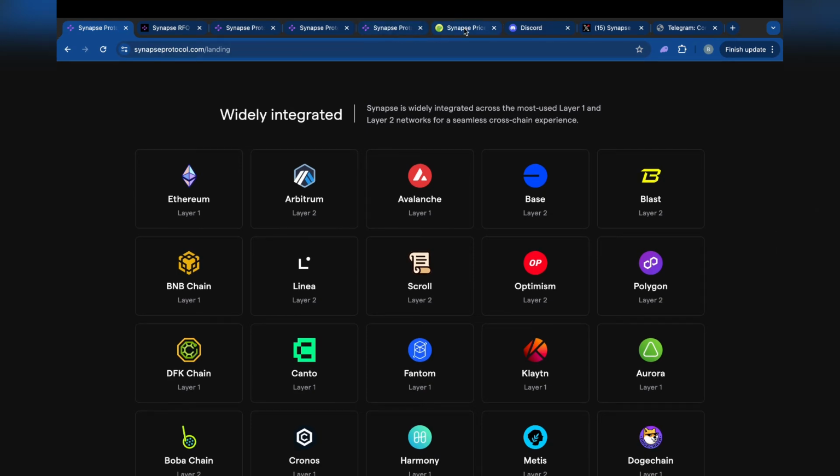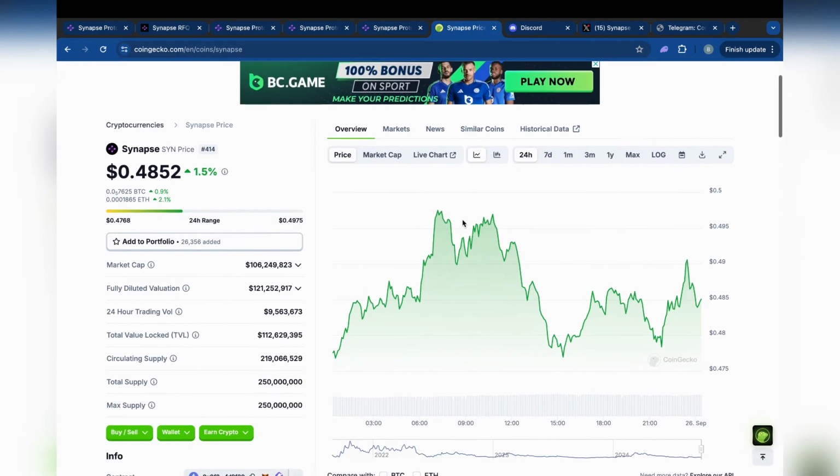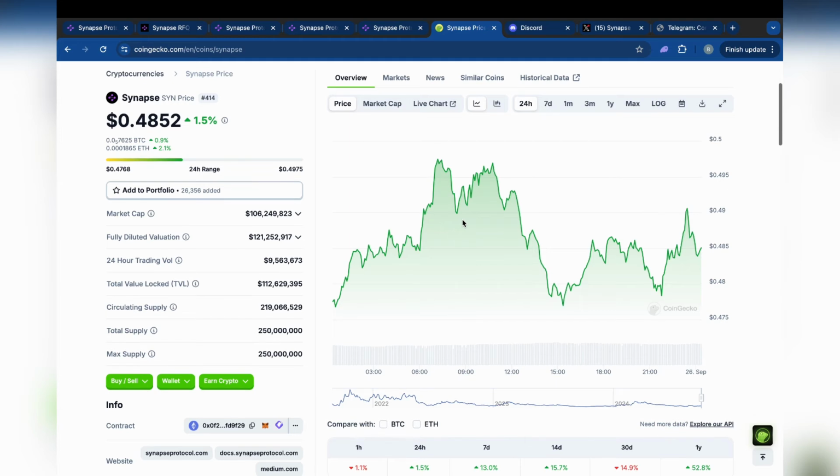Now, as you can see on the screen, let's talk about the tokenomics, which is always an important aspect for investors. Synapse has a native token that is used within the ecosystem for governance, transaction fees, and possibly staking. I'd recommend you take a closer look at the token distribution. The fact that the ecosystem has already processed over $53 billion in transactions tells you that there is real demand here.